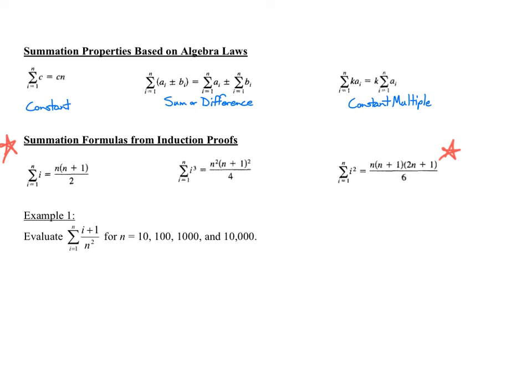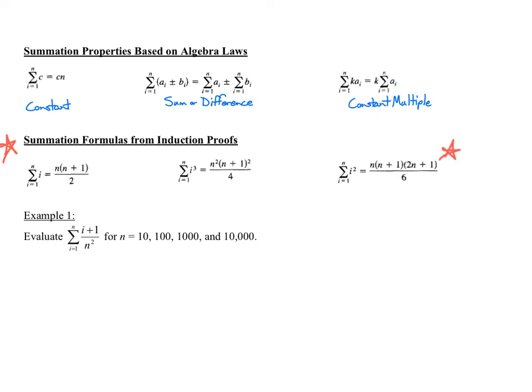The sum of the cubes is just the square of the sum of the integers. Okay? That's kind of an easy way. If you know this one, you can remember that one pretty easily. It's just this one squared. But that's for the i cubes. All right? Try to keep them straight.